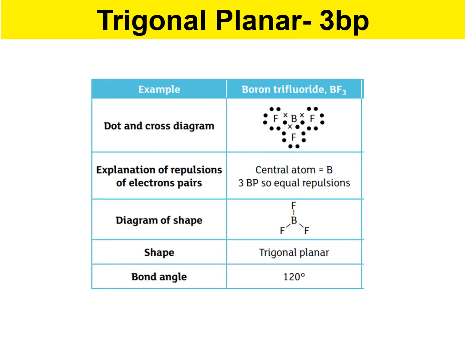The next example is where we have 3 bonded pairs of electrons, and our example is boron trifluoride. Boron is in group 3 and has 3 outer shell electrons. And we have 3 bonded pairs of electrons, so again we have equal repulsions that will give us the shape and angle of this molecule. The bond angle is 120 and the shape is trigonal planar.